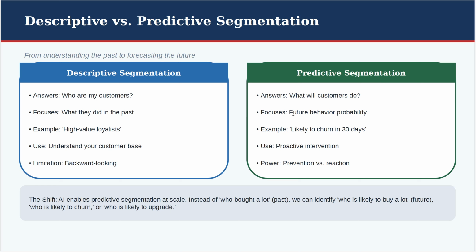Predictive segmentation is what will customers do next? What will be the future behavior probabilities? Are they likely to churn in the next 30 days? What are some proactive interventions? Prevention versus reaction. So AI enables predictive segmentation at scale. Instead of who bought a lot, we try to find out who's likely to buy next or who's likely to churn next.